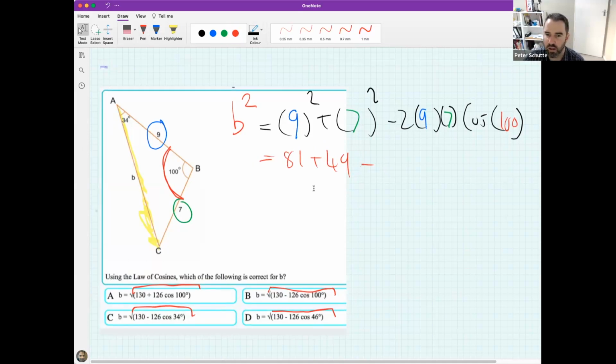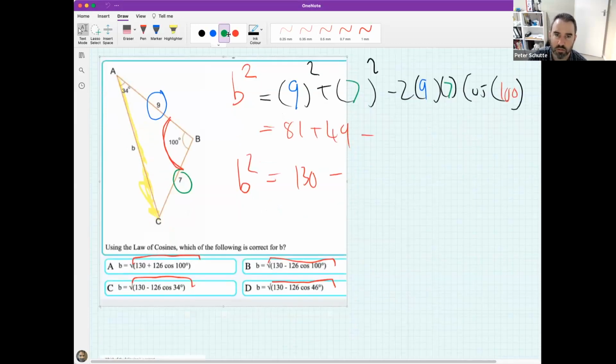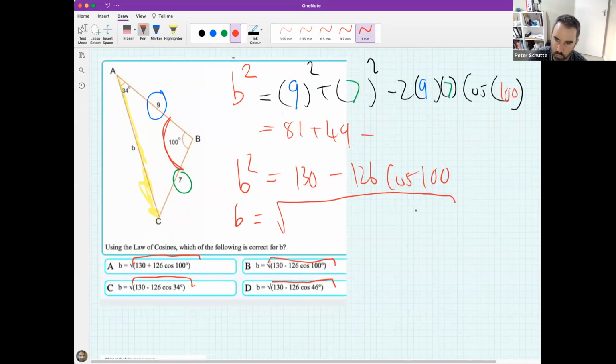Yes, we will get 130. So we've got b squared is 130 minus, now 2 times 9 times 7. What do we get for that? 2 times 9 times 7. That is going to be 126. So we get minus 126. And then this is going to be cos of 100. But we want b by itself. So we have to square root that.